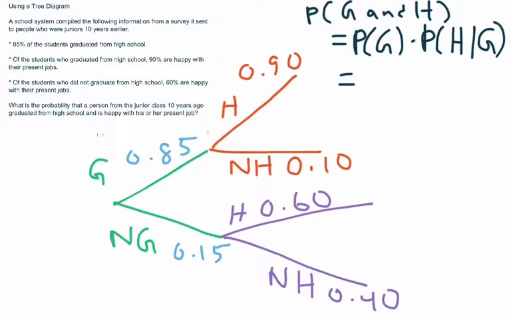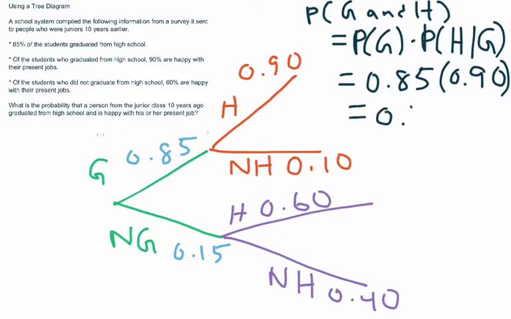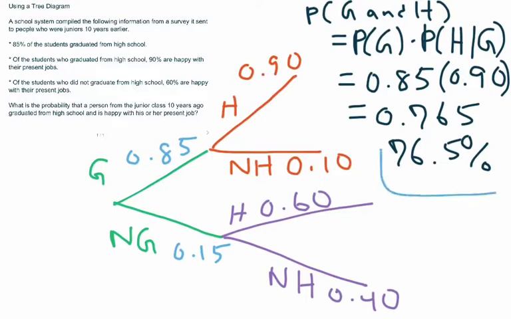So in other words, the probability that the student had graduated is 85%. We'll write that as a decimal, 0.85. Given that, times the probability that they're happy, 0.90. This is interpreted as happy given that the student has graduated. Multiplying these probabilities out, we get 0.0765, or approximately 7.65%. That's the probability that the student graduated high school and is happy with their present job.